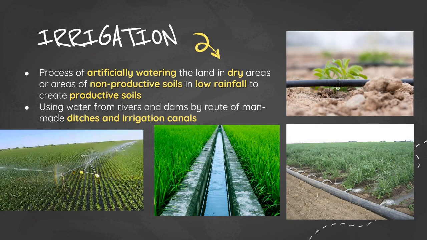So we're going to go on to irrigation. Irrigation is actually the process of artificially watering the land in dry areas or areas of non-productive soils in low rainfall, and this is done to create productive soil. So we tend to use water from rivers and dams by routes of man-made ditches and irrigation canals. So these are showing you various examples of irrigation canals and ditches.